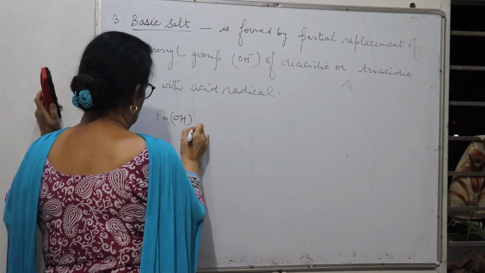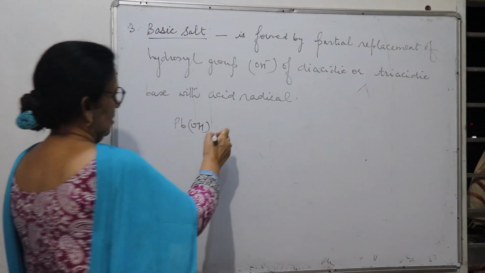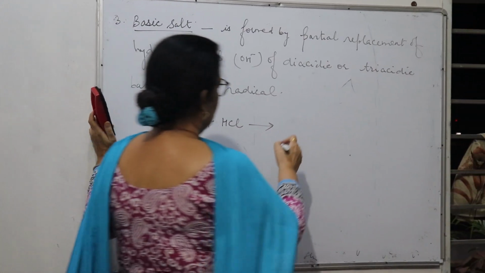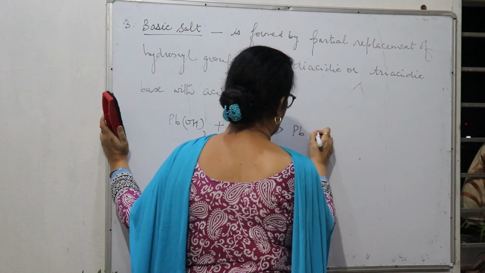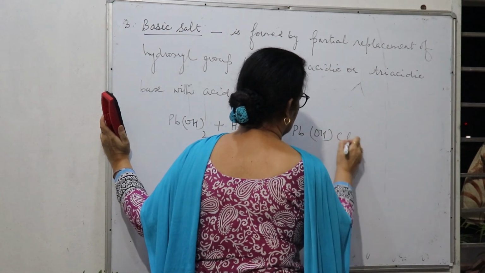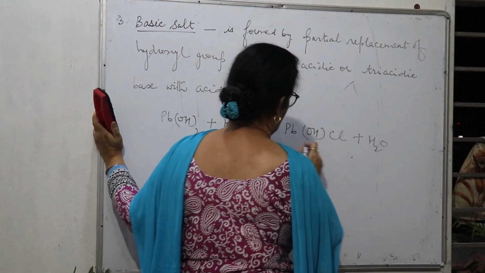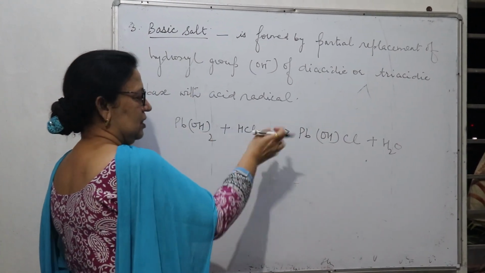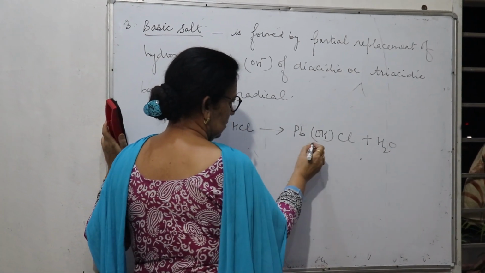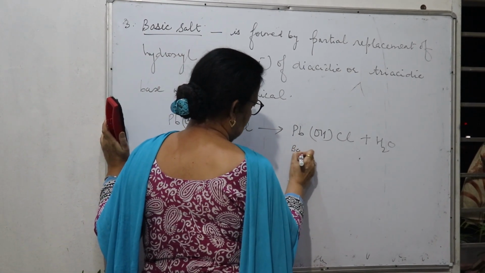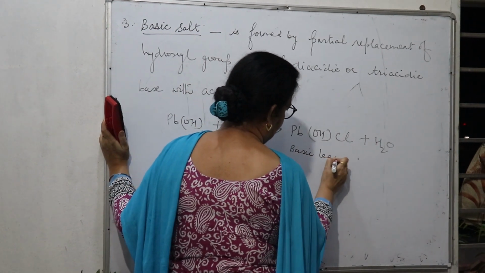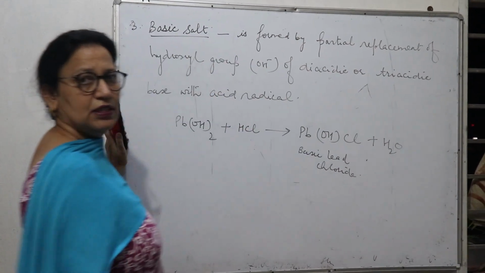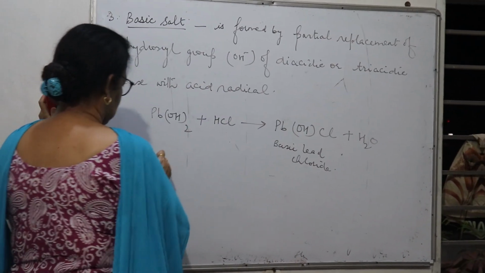Like Pb(OH)2, this is a diacidic base, plus HCl. The salt given is Pb(OH)Cl plus water, and this salt is a basic salt as one of the hydroxyl groups is still there in the salt. This salt is called basic lead chloride.